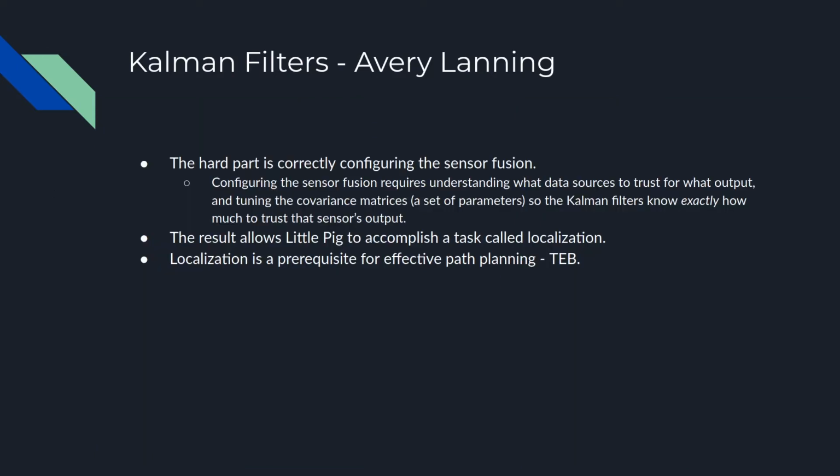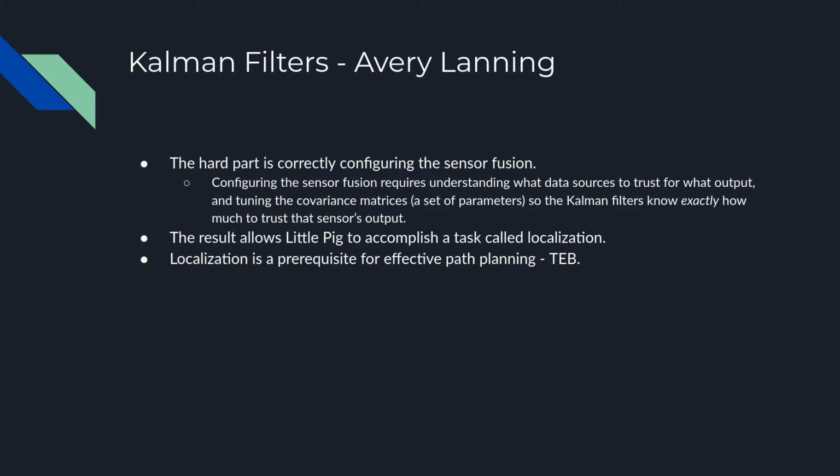Getting Little Pig's Kalman filters working requires tuning covariance matrices. That's really what the heart of it is. It's a 15 by 15 matrix that determines how much to trust each sensor and how much each one should vary or become trustable to a certain degree as a result of the variance of another one.